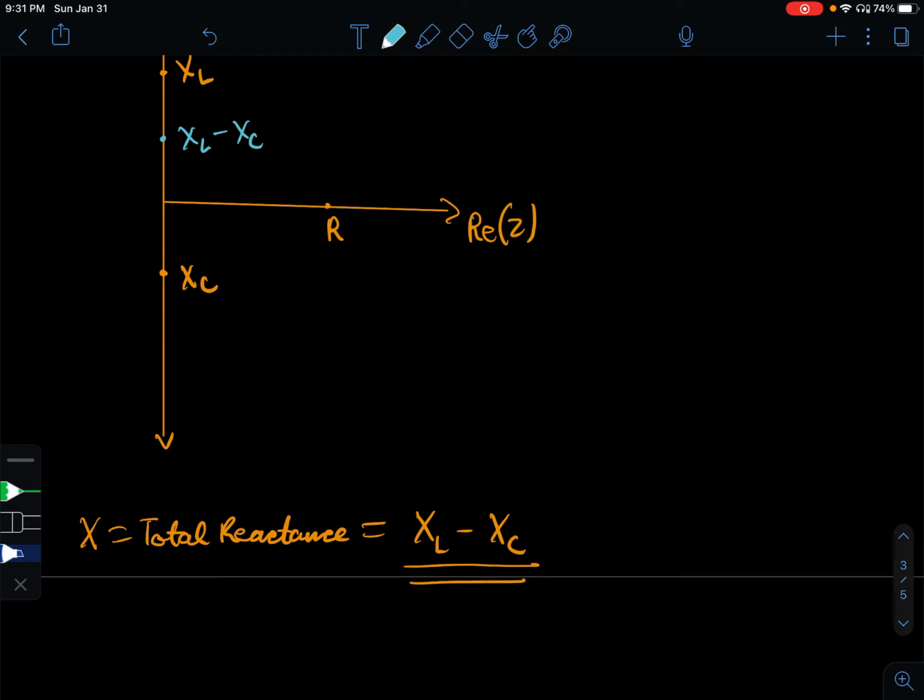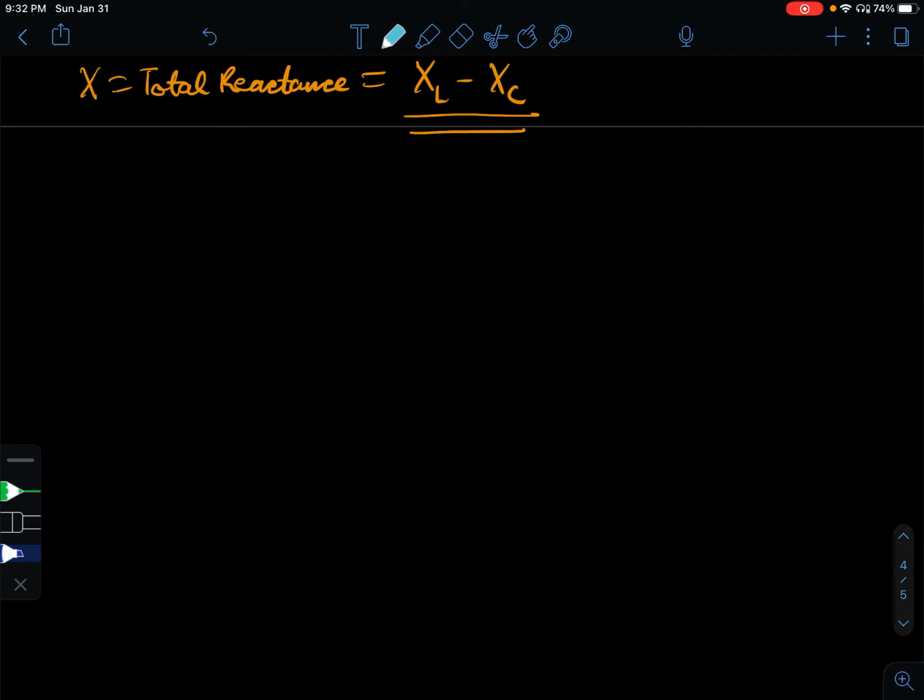Then to find the impedance, the coordinates of the impedance would be Z is equal to, remember the same thing, total reactance, which is X, plus I times R. We found the value for X, and that is going to be XL minus XC, plus RI, or IR. Generally you'd write IR because that's just the style of writing it, but I wrote RI this time to get into the BI format instead of IB.